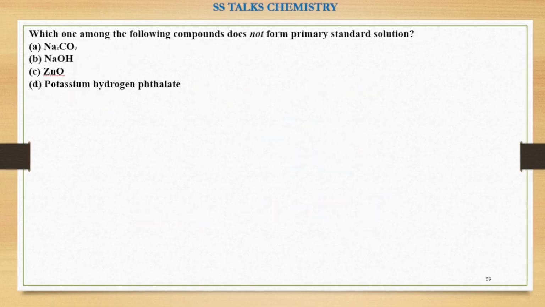Okay. Next one is this. Which of the following compounds does not form primary standard solutions? We have learned about primary standards and secondary standard solutions in the last class also, where we learned about the various conditions which are required for primary standard solutions.